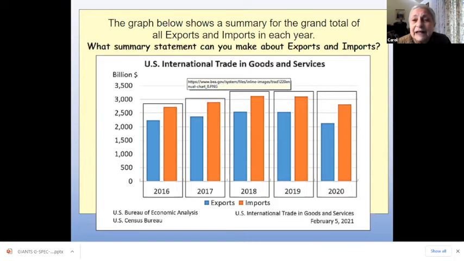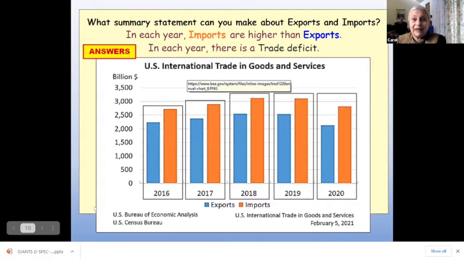I found a really up-to-date summary, this just came out in February, of all the kinds of exports and imports, goods and services, everything that the United States does. And can you see those orange columns? Every year, the orange column is higher than the blue column. We imported more than we exported every year. And this is a complicated problem. Yep, imports are higher than exports. Every year there's what we call a trade deficit.